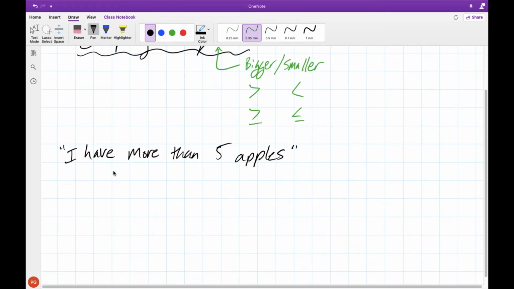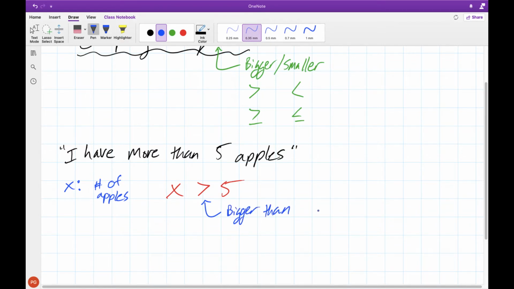If I have a statement like, I have more than 5 apples, and I'll call x the number of apples we have. We don't know how many there are, but what we do know is that it's bigger than 5. And this is how we would write that. This symbol means bigger than. When we went over this earlier in the year, a helpful way to think about this is to imagine this symbol is some monster or a crocodile, and this monster always wants to eat whatever's bigger. So if the number of apples is bigger than 5, our monster wants to eat our number of apples, which we called x. So x could be any number that's bigger than 5.